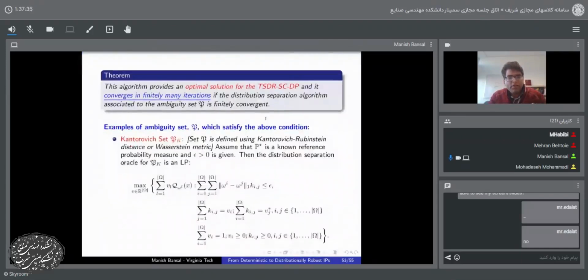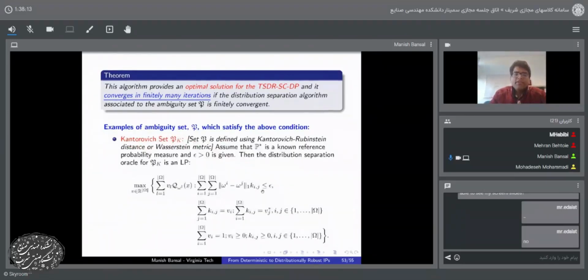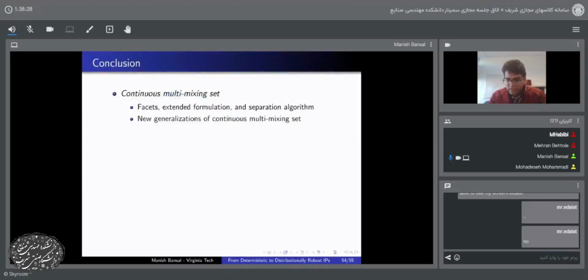But I won't have much time to get into this, so I'll just share the result. The algorithm that we provided converges in finite iterations, and it is ambiguity set agnostic, independent of what type of ambiguity set is picked. An ambiguity set can be defined by taking bounds on its mean, variance, third moment, fourth moment, essentially if you have a finite sample space, or even if it is not finite. There's another framework called the Kantorovich set, where I have a reference distribution and I look at the set of all distributions within epsilon distance from that reference distribution. So the algorithm is applicable to a variety of ambiguity sets.